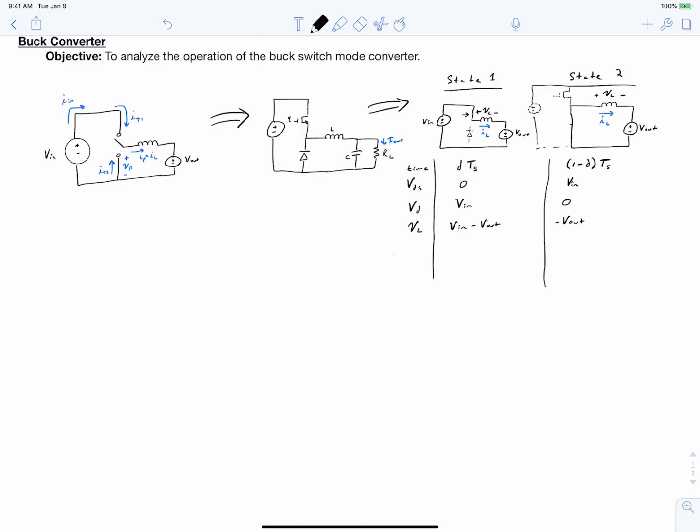The inductor current during state 1 is increasing because we have a positive voltage across the inductor, but in state 2 it is decreasing. And our input current, Iin, during state 1, the pole is connected to the top throw, so it's simply equal to IT1, which is going to be equal to our inductor current. And during state 2, it must be 0. There is nothing connected to the top throw. We can now summarize the steady state analysis expressions for the buck converter.